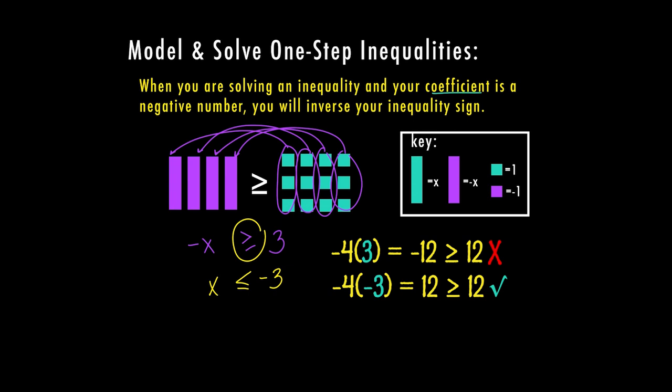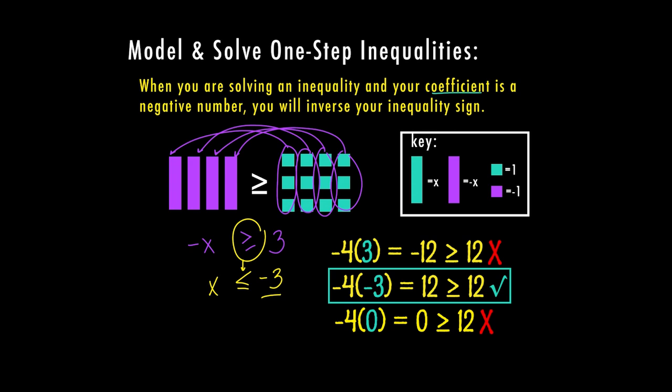Okay? But what if I pick a number that is greater than negative 3? What if I hadn't flipped my sign here and I picked a number greater than negative 3? Well, I could go with 0. 0 is greater than negative 3. Negative 4 times 0, that's going to equal 0. And 0 is not greater than 12, which I have on the right side. So that tells me that something's wrong. But I know my negative 3 works. When we plugged in negative 3, we got positive 12. If I'm multiplying or dividing by a negative x value, then I'm going to have to flip my sign.